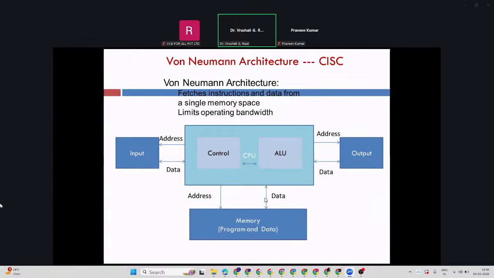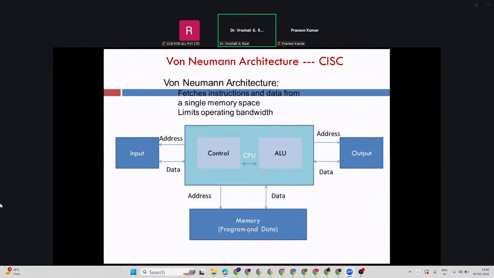So bandwidth is limited. Is it right? Same bandwidth we are using for data as well as for the program. Do you remember this type of structure? We dealt with this structure in our 8051. There also we learned what is von Neumann architecture. So von Neumann architecture fetches instruction and data from a single memory space. Thus, we have limited operating bandwidth. And recall that remaining thing. What different remaining things are there connected with the microcontroller? There are IOs, I and O. And internally, what is there? Control logic is there, ALU is there. In total, you can call it the central processing unit.